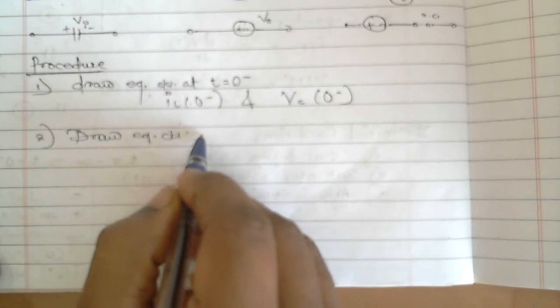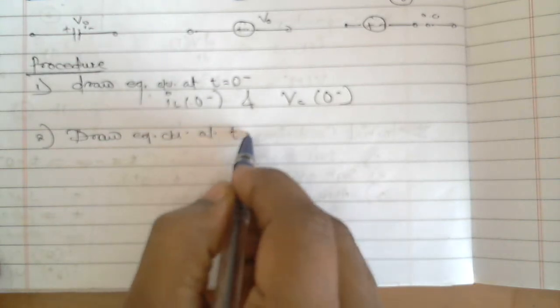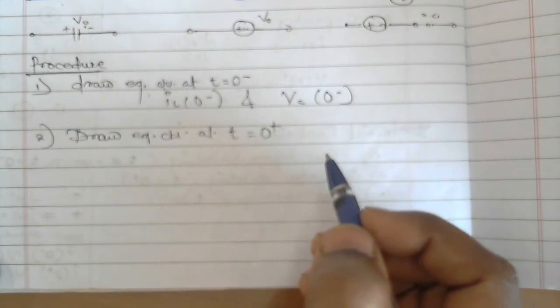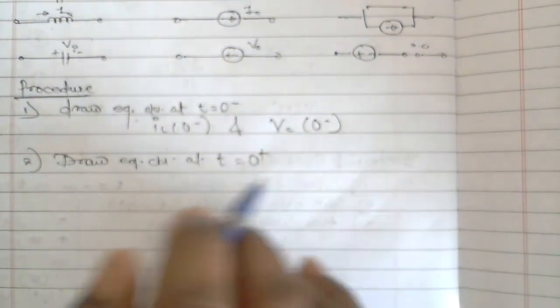Next point, draw the equivalent circuit at t equal to 0 plus. We need to draw the equivalent circuit at t equal to 0 plus.